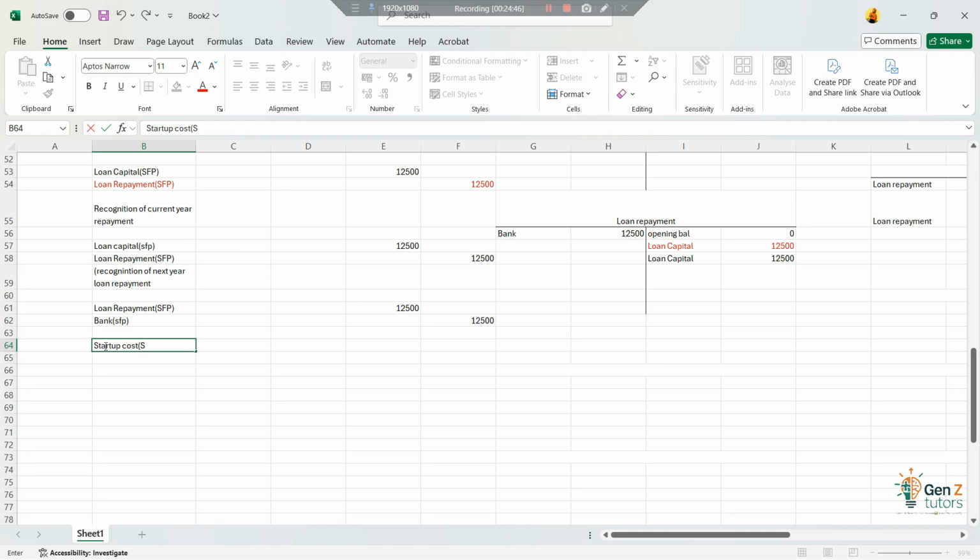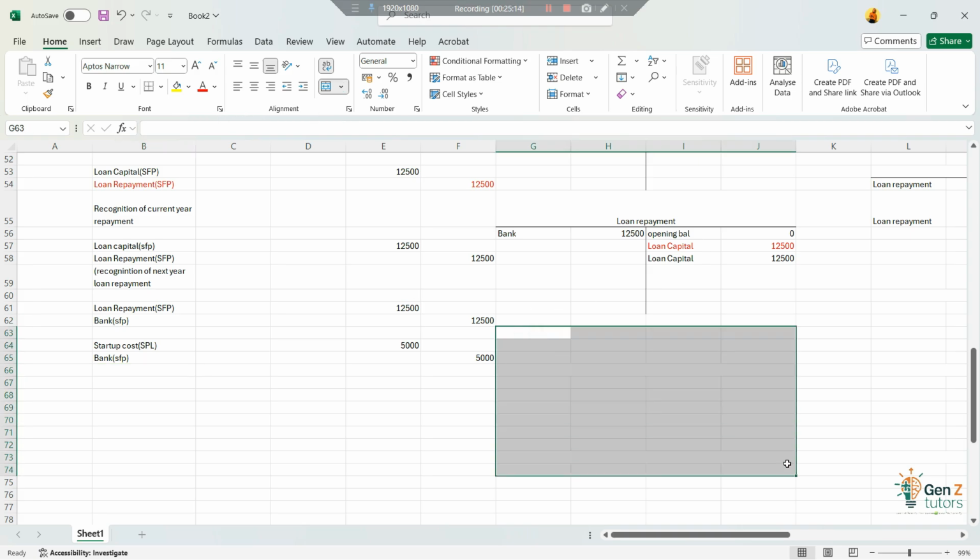Let's just say PL, profit and loss, or SPL. This goes into SPL as an expense, right? For 5,000. And since it was an expense for 5,000, it was paid for by cash, and this is by bank, which goes into SFP. And then we have this over here. And then again, at the very same time, we go immediately.